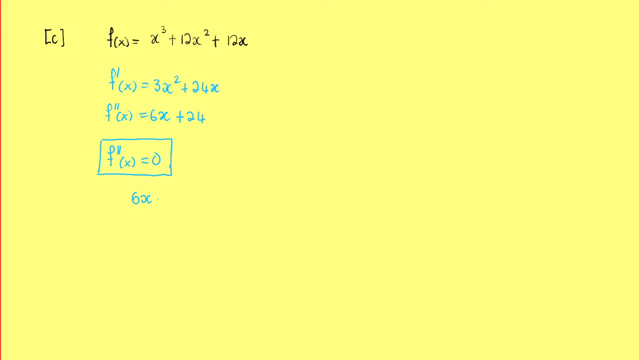Therefore, we have 6x plus 24 equated to 0. If you take 24 to the right hand side, you have -24. If you solve for x, we have x is equal to -2. That gives us the x value of our point of inflection.